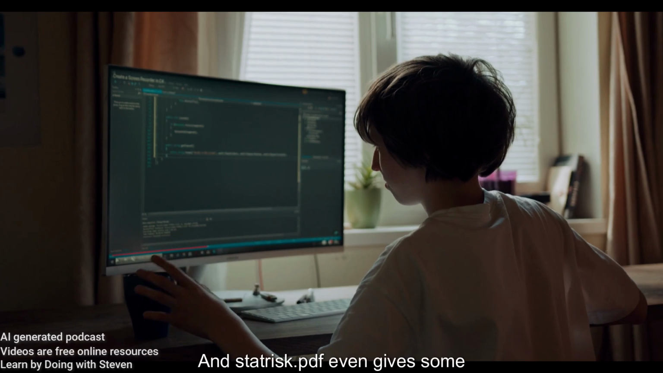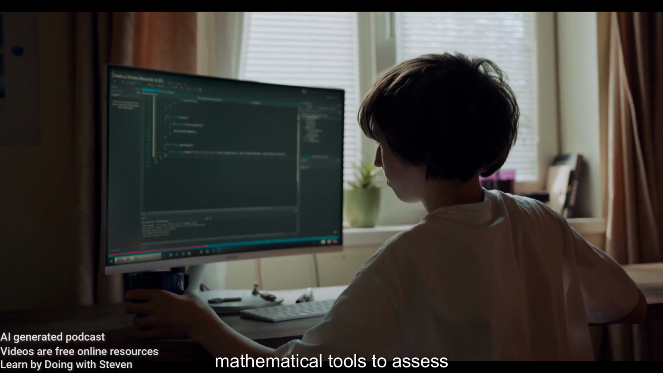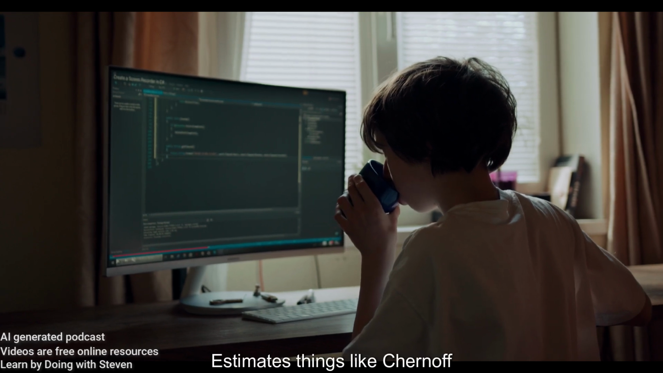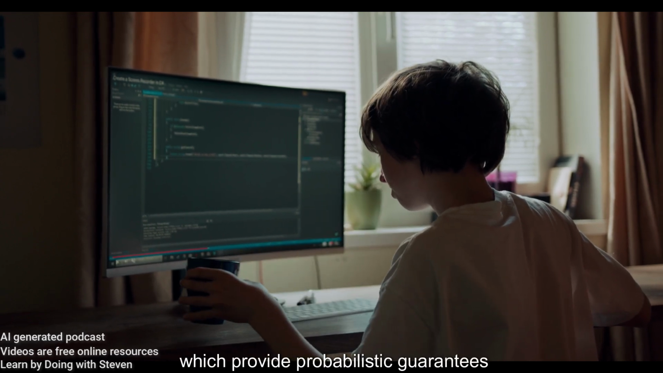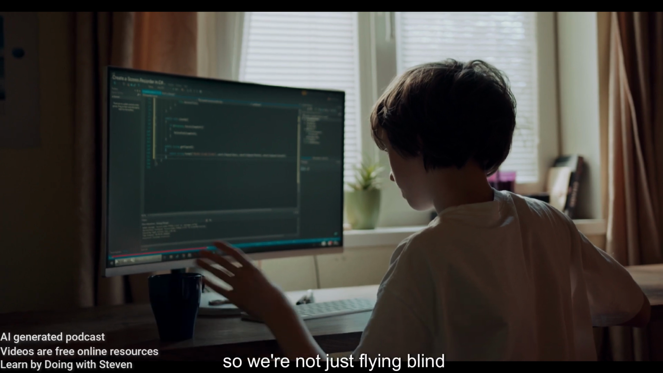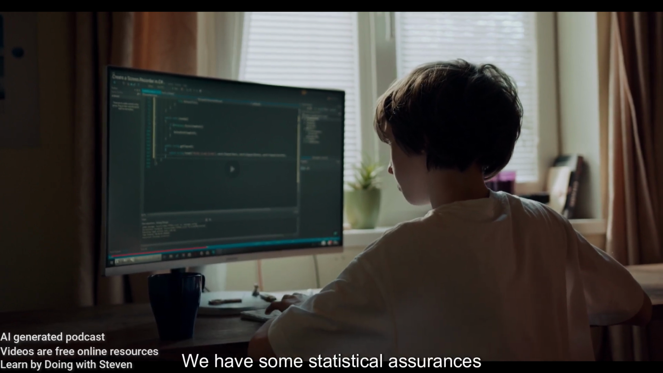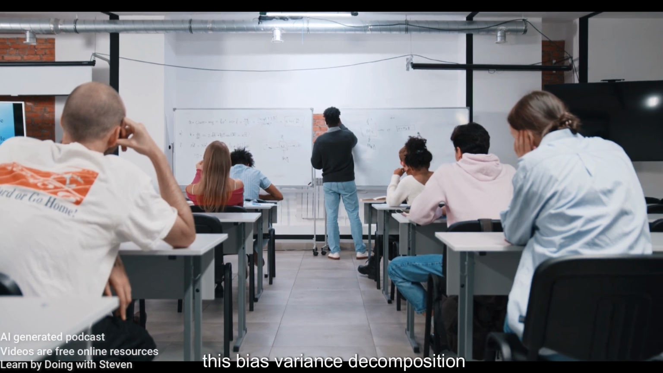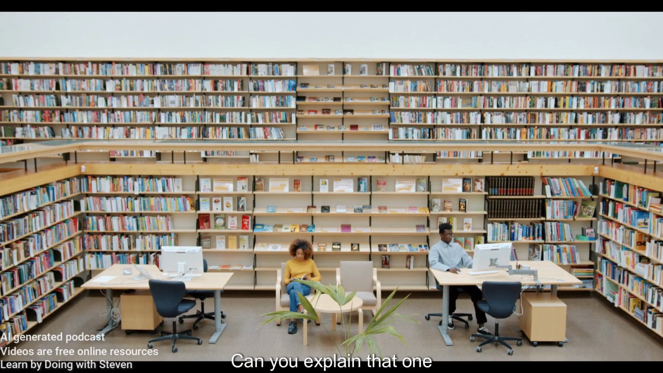Absolutely. And statrisk.pdf even gives some mathematical tools to assess the reliability of our test error estimates. Things like Chernoff-Hoeffding bounds, which provide probabilistic guarantees. Okay, so we're not just flying blind, we have some statistical assurances. Now, statrisk.pdf also introduces this bias-variance decomposition, which sounds intriguing. Can you explain that one?